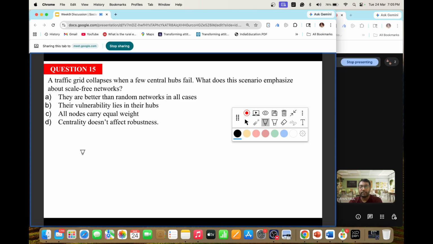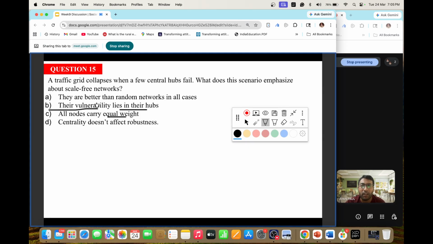Question number 15. Traffic collapses when a few central hubs fail. What does the scenario emphasize about scale-free network? They are better than random network in all cases. Their vulnerability lies in the hubs. All nodes carry equal weight. Centrality does not affect the robustness. So option B is the correct answer.